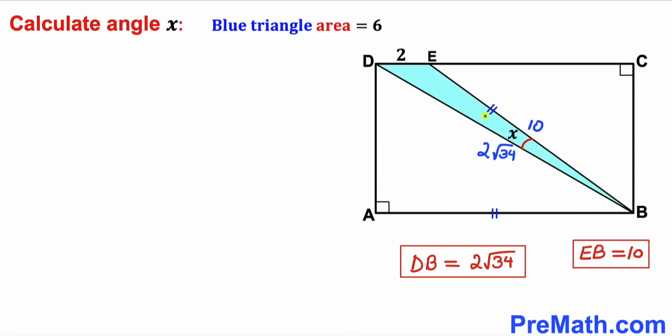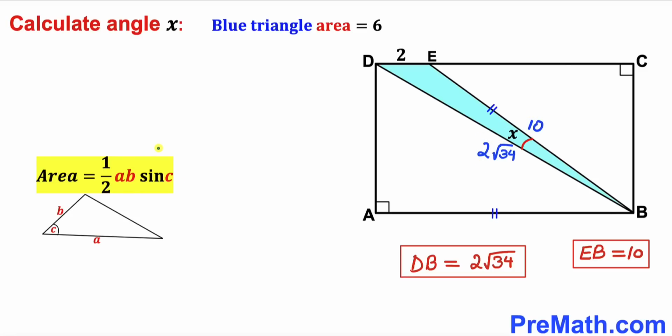And here's our final step. Let's go ahead and calculate this angle X, since we figured out these side lengths EB and DB. And now let's recall the area of a triangle formula once again. Area equals a half times a times b times sine of angle C, where our side lengths are A and B, and C is the angle between them. So let's go ahead and fill in the blanks in this formula. In our case, the area of the triangle is 6. So I can write 6 equals a half times our side lengths, 10 times 2 times the square root of 34, times sine of our angle X.